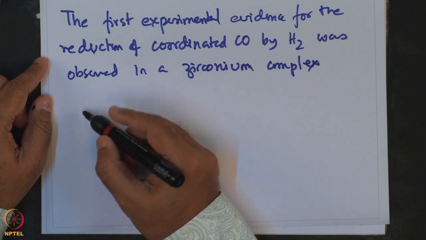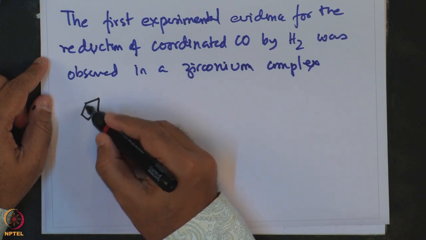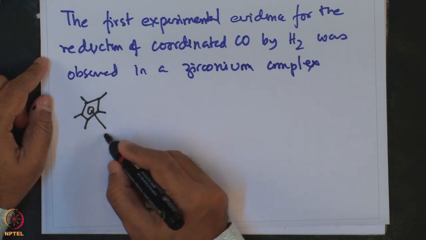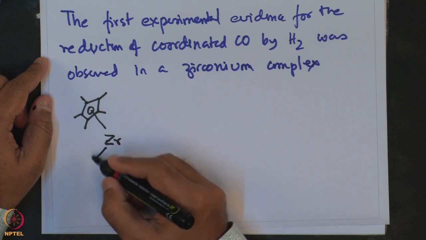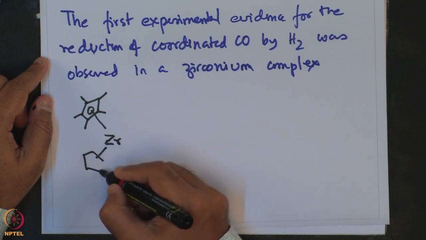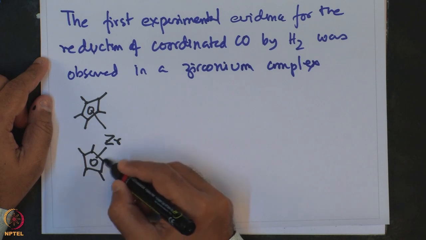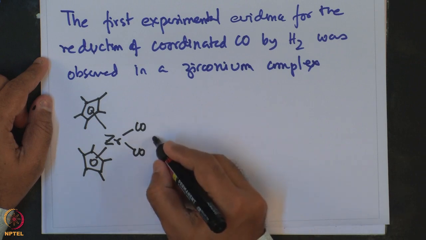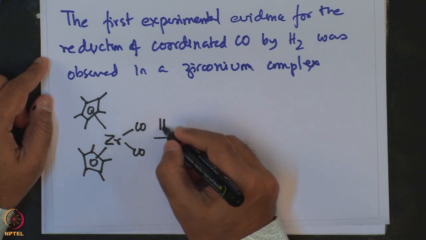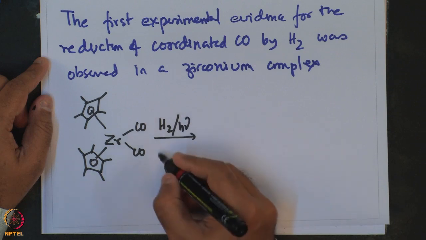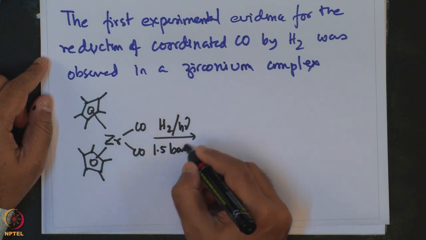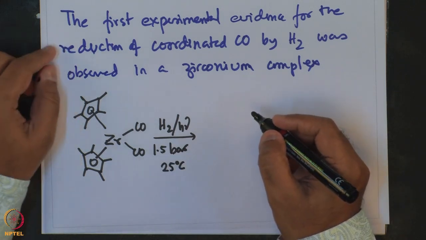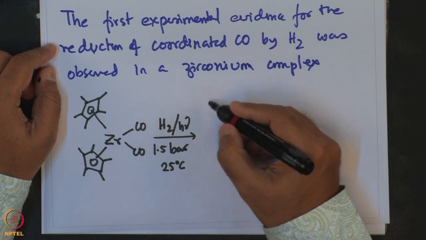Of bis pentamethyl Cp zirconium, with CO under hydrogen at 1.5 bar pressure, 25 degree centigrade, produces zirconium hydride and methoxide.